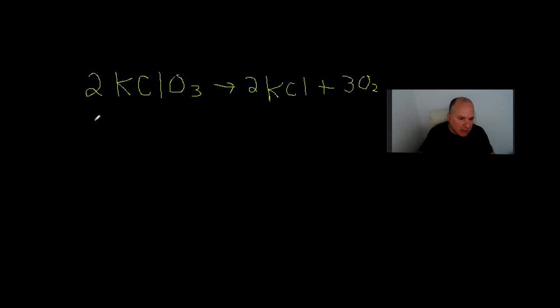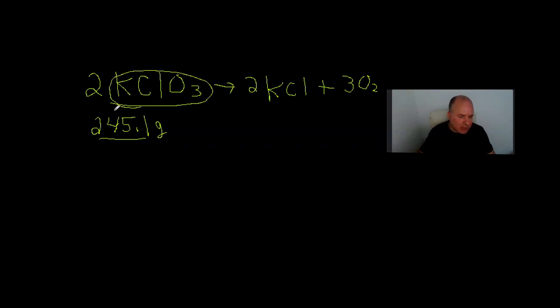Okay, so let's start with 245.1 grams of potassium chlorate. Okay, and now in order to convert the grams to moles, because we have to get the moles, we have to convert grams to moles first. So we have to divide this number by the mass of the potassium chlorate. So we're going to ignore this 2 when calculating the mass. So we're going to get the mass of this.